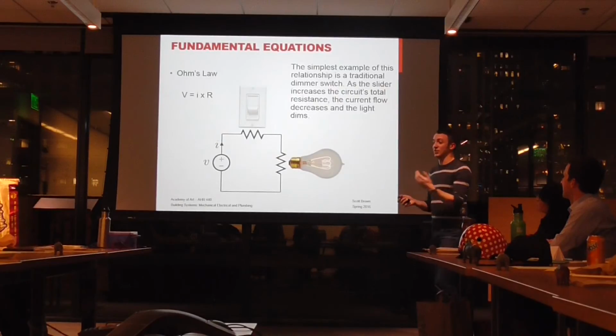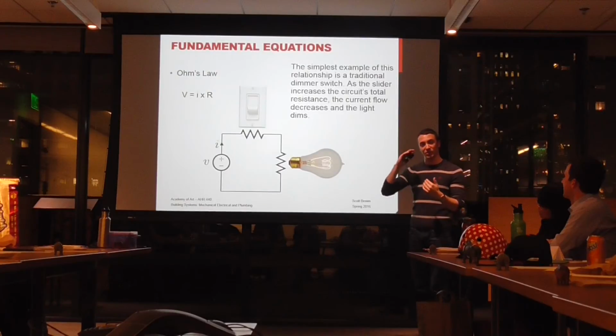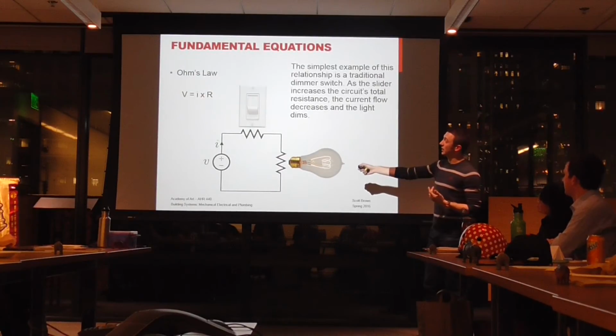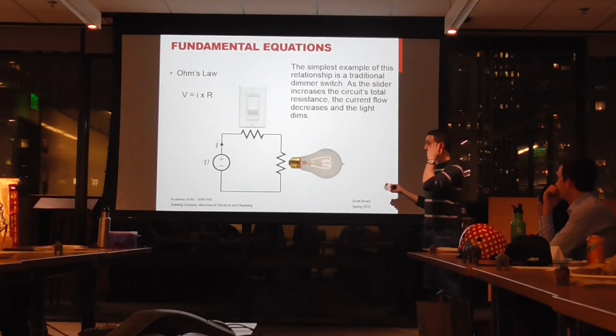Now the dimmer's job is that it can change its resistance. So the dimmer can become more resistant or less resistant. And as it becomes more resistant, the current in the circuit goes down and the light dims. That's how it works. They're related by this fundamental equation, V equals I times R. It's called Ohm's law.